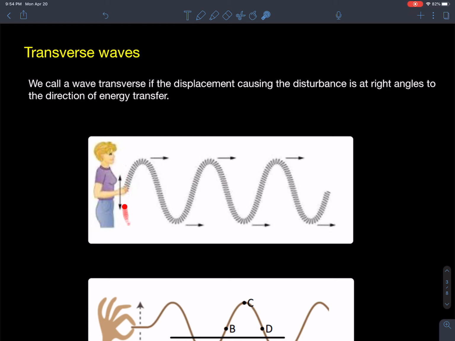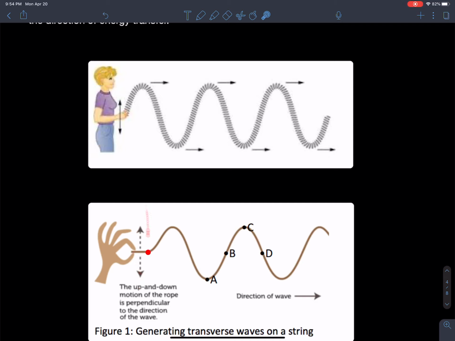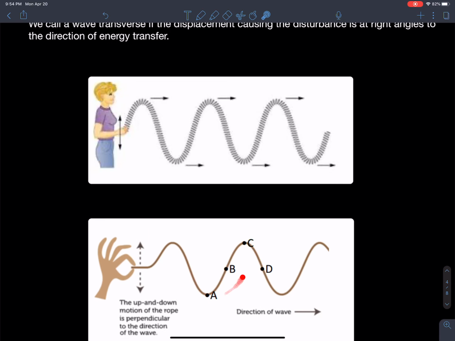So the frequency of vibration is enough that you're starting to see a proper waveform here. So the distance between here and here would be your wavelength, okay? And here's just another diagram of a hand moving a string. And what you can see is that the displacement causing the wave is perpendicular to the movement of the wave. The wave propagates horizontally, but the displacement causing it is vertical.